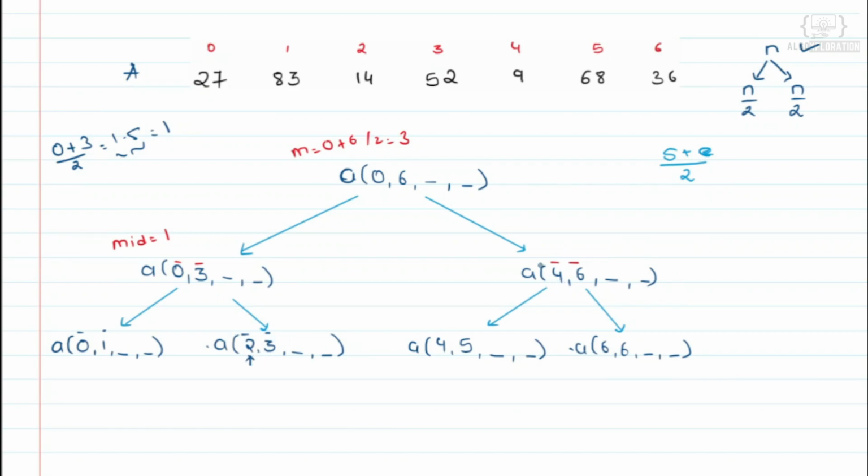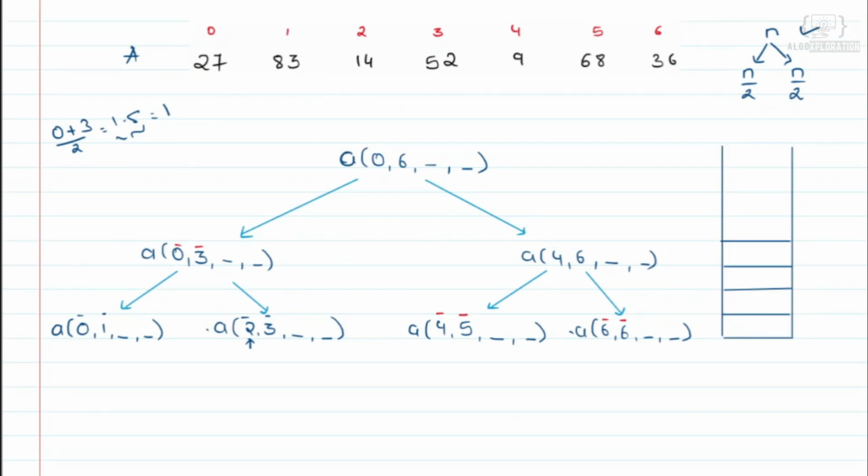And here the mid value will be 4 plus 6 by 2, that will be 5. So 4, 5 and 6, 6. So in this way we will call the function. Now let's see how we are calling it recursively inside the stack. Now let's name this function.